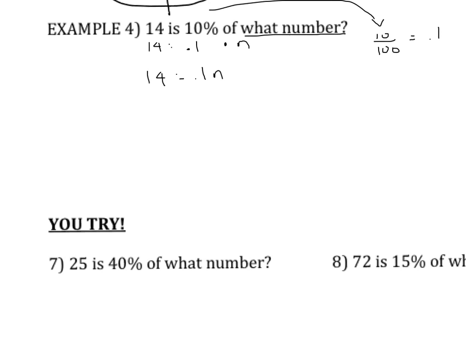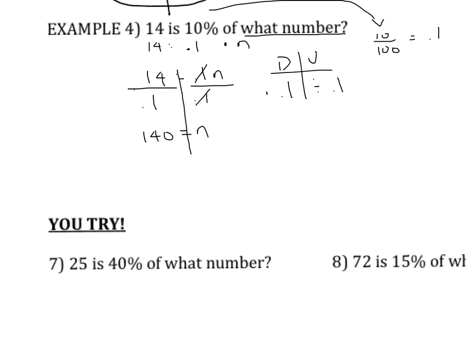Now I need to solve for n. So I'm going to make my do and my undo box. What's happening to n is being multiplied by 0.1. How do I undo that? I'm going to divide by 0.1. So I'm going to divide by 0.1 on both sides. 14 divided by 0.1 is 140. My 0.1s are going to cancel and I'm left with n.